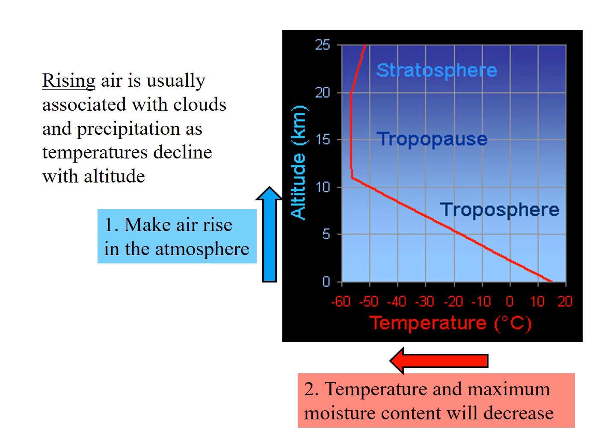You can see here that the temperatures are declining as we move from right to left along the horizontal axis, and that altitude is increasing as we go up the y-axis. So if I make the air rise in the atmosphere, I move up the y-axis, then I'm driving down the temperatures and also the maximum moisture content that the air can hold along the x-axis.